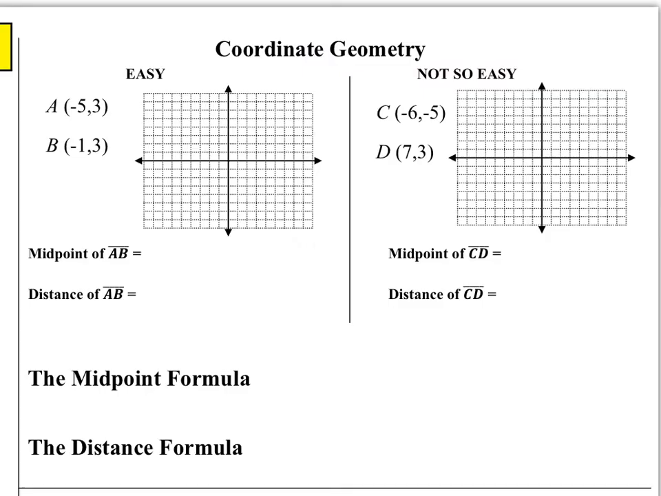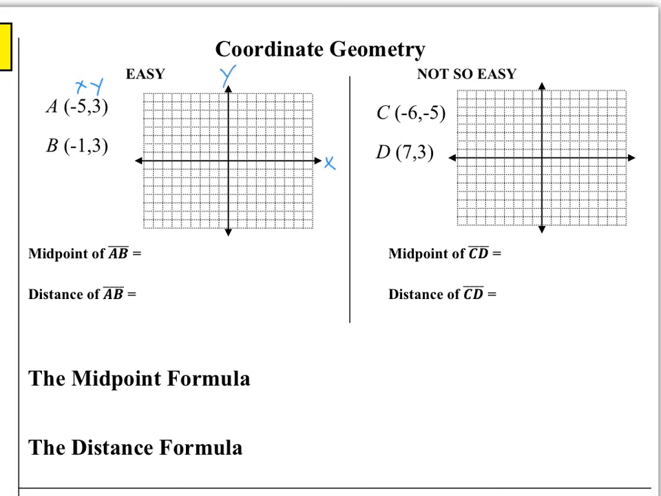Now we're going to take a look at some coordinate geometry. So when we're talking about midpoint and distance in coordinate geometry, sometimes our life is going to be pretty easy in that we can just kind of look at the picture and count to figure things out. So on the left side here, I've got A is at negative 5, 3. Remember that this is an XY coordinate pair, in case you've kind of forgotten that a little bit.